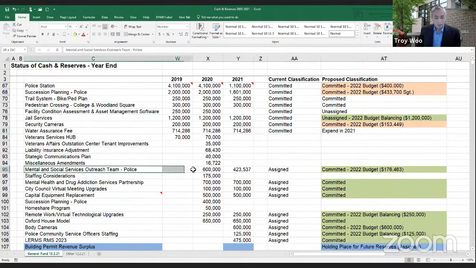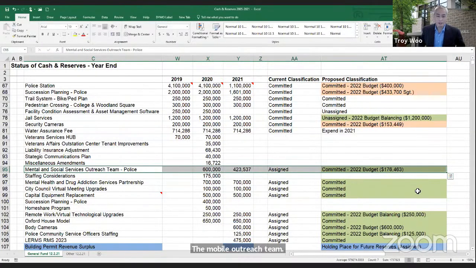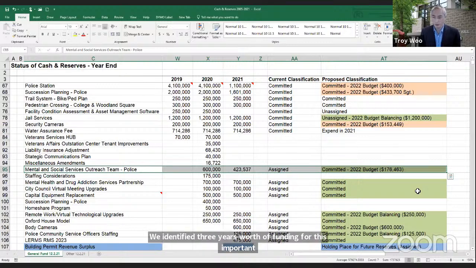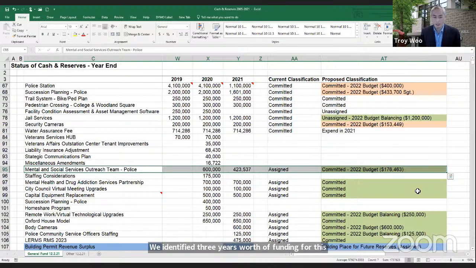The mobile outreach team, we identified 3 years worth of funding for this important community resource. We're just continuing that program.